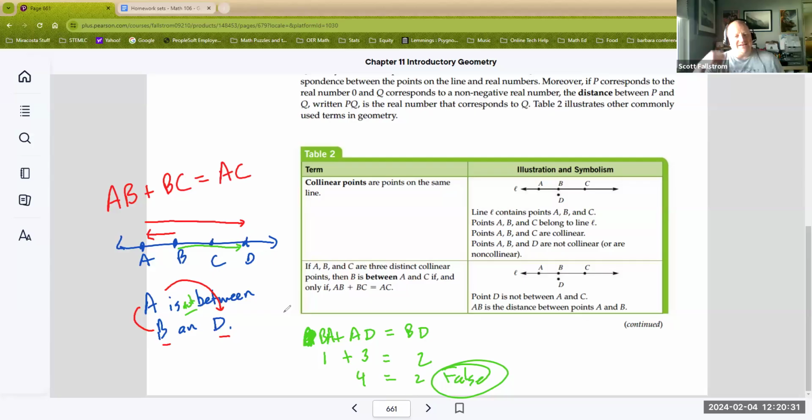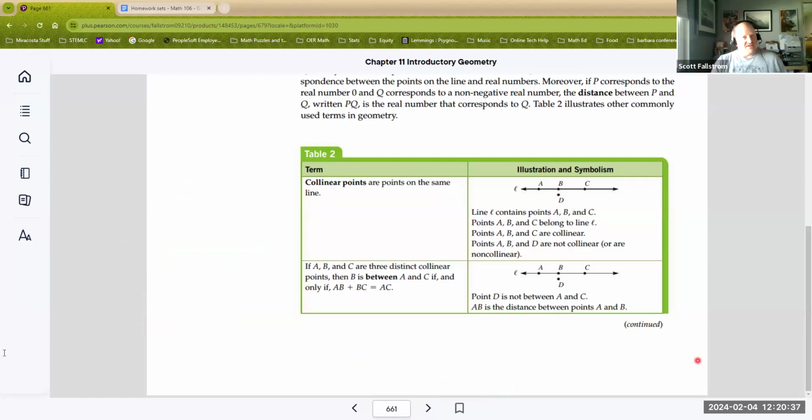Okay, so everything has a definition, and it's not just based on visual. We're going to see that in geometry. A lot of things we can spot visually, but we need to confirm them. And so this is what it means to be collinear. This is what it means to be between. Okay.